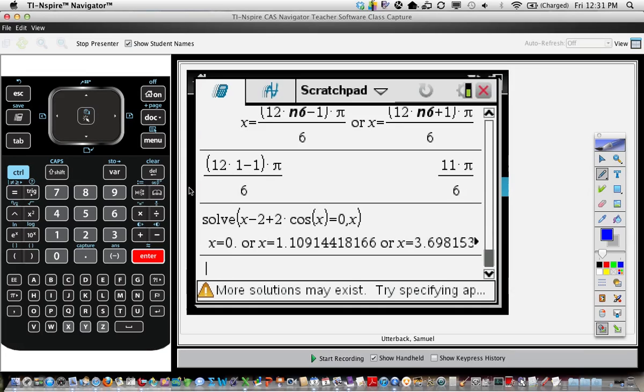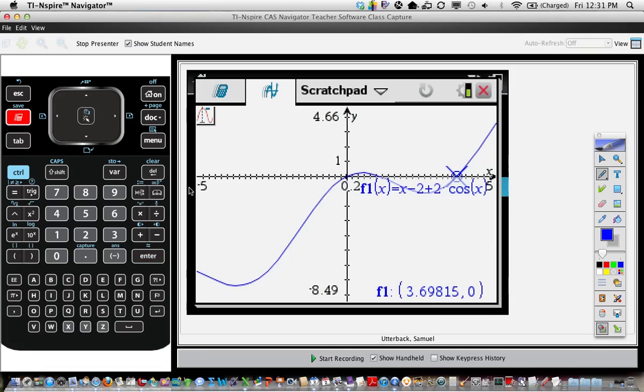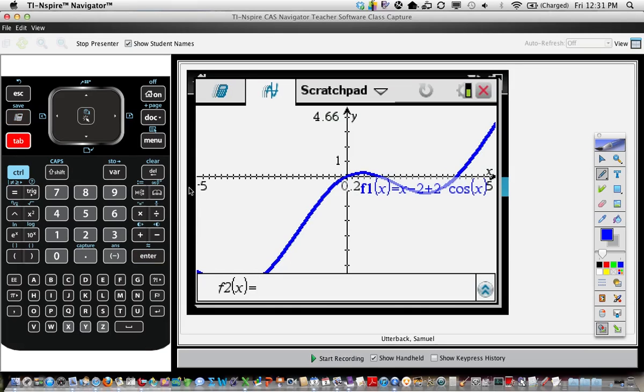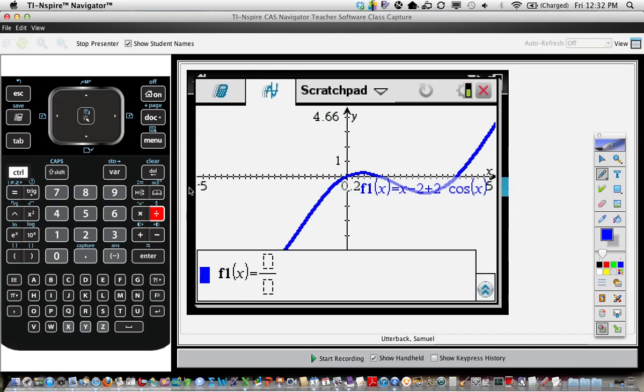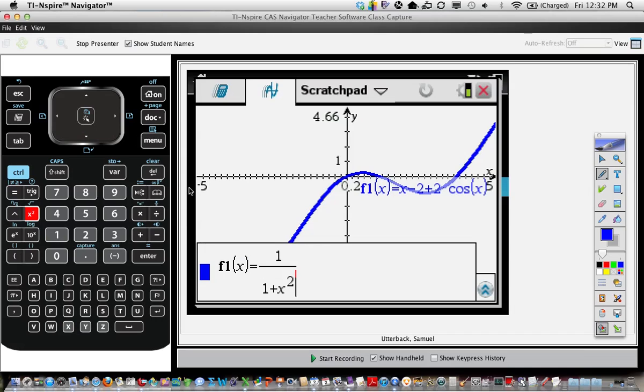Now, go back to your graph screen, and let's go into your F1 there, hit the tab, and let's delete that one out. Go up to F1, just arrow up. There you go. Delete that one out of there. And let's do number 29. Which ones did you do? 25 and 29? Okay, they're very similar. Let's do 29. So 1 over 1 plus x squared. Go ahead and graph that one.